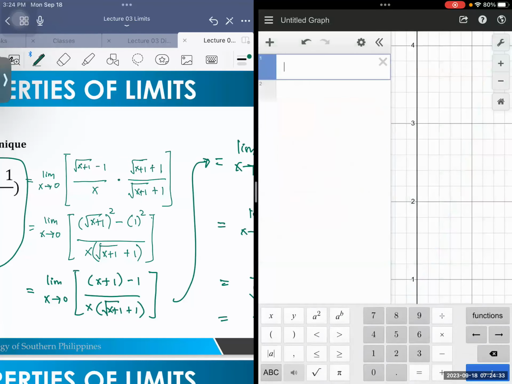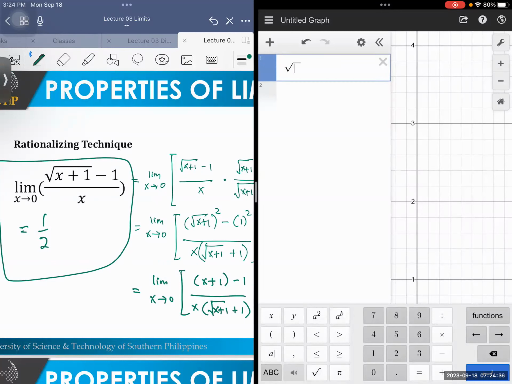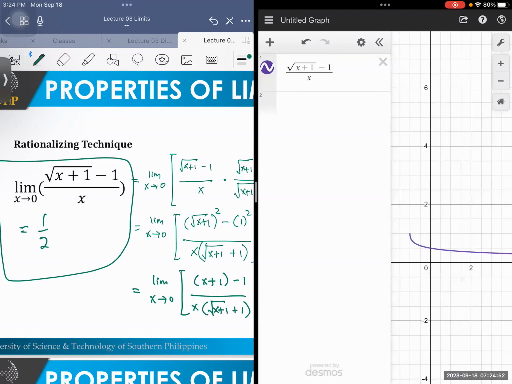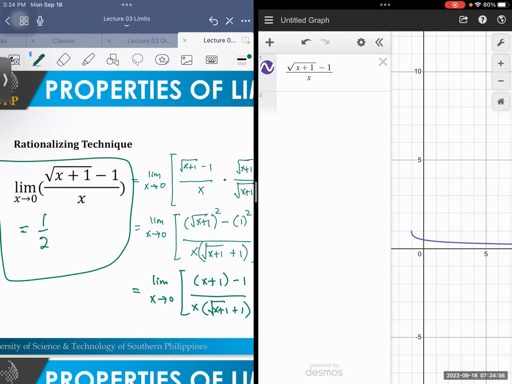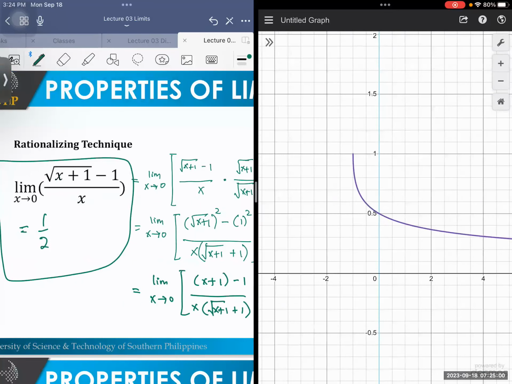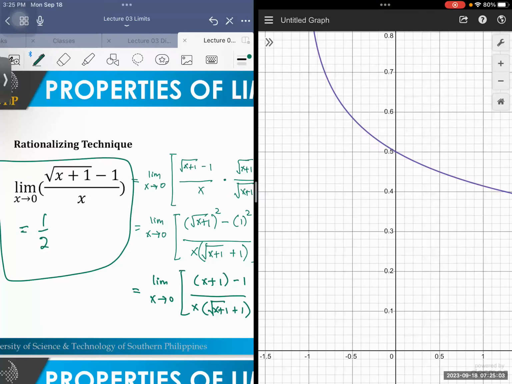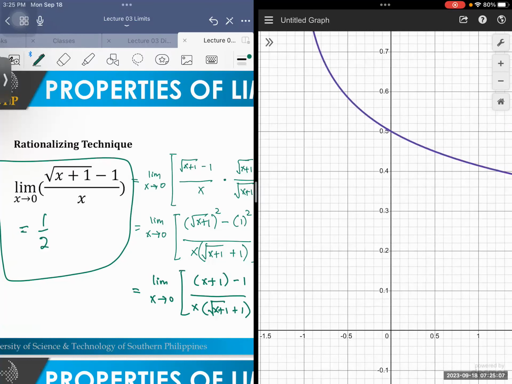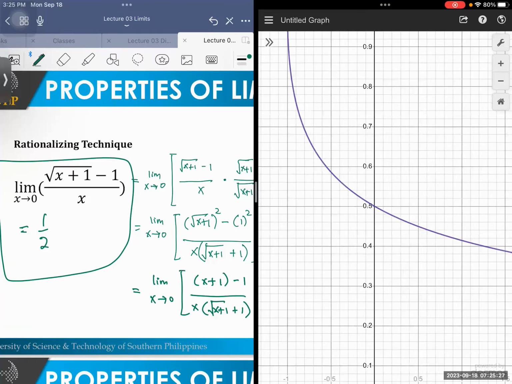Let's graph it, class. The function is the square root of x plus 1, minus 1, over x. Okay, where is this? Draft it, class. At 0, you can see, class, at 0 it is undefined. It is undefined at 0, that point. But again, you can see that it approaches 0.5 as x approaches 0, both from the left and from the right side of your graph. Okay? So I hope that's understandable.